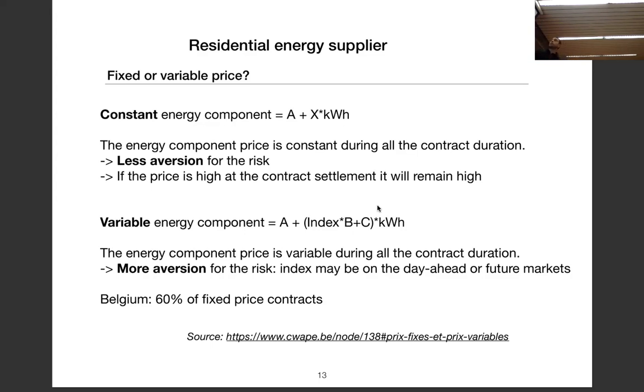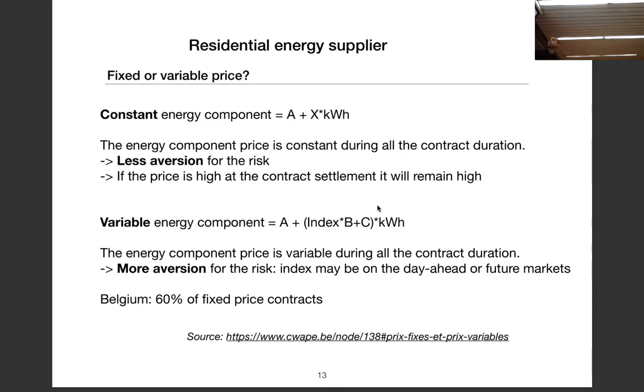So if the market price is good, for you it's good. If the price is decreasing, you will pay less. But if the price is increasing, obviously you will pay more. So the choice between these contracts depends on your risk aversion as a customer. What do you want? In fact, at the end, there is not one good solution. It depends on what you want.